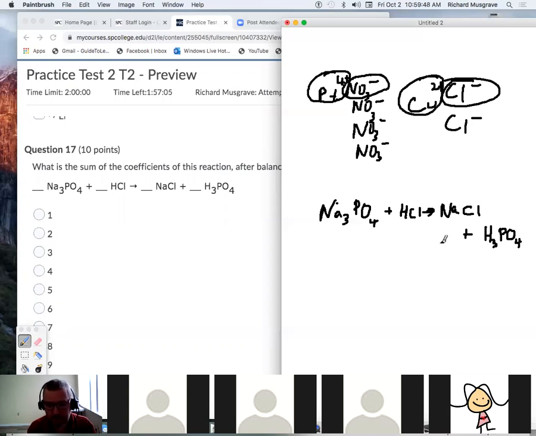So to balance something like this one, we've got 3 H's on this side. We have 1 here, so I put a 3 in front of the HCl. Then I can put a 3 in front of the NaCl to balance the chlorines. And then I would look at the Na's. The Na's are balanced and the PO4s are balanced. So that one would be balanced at that point. So the sum of coefficients then would be 1 plus 3 plus 3 plus 1, which would be 8. Does anybody have any questions?